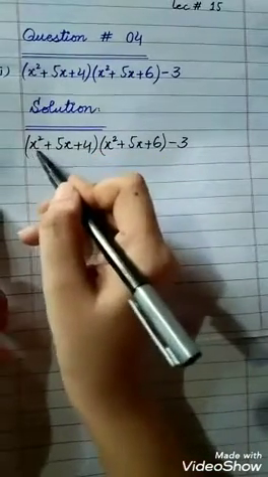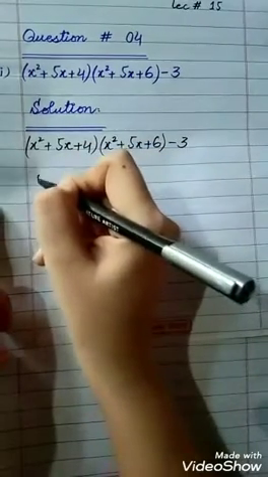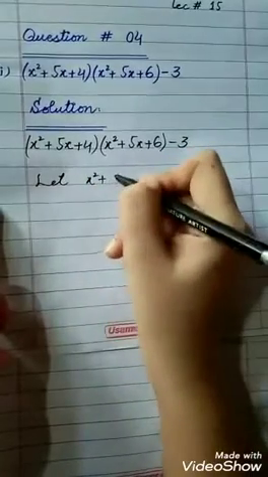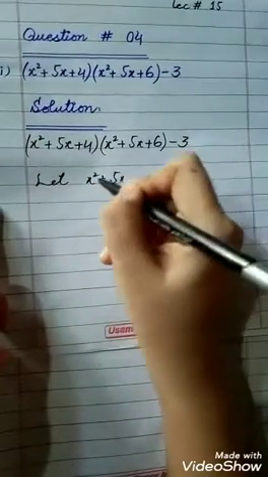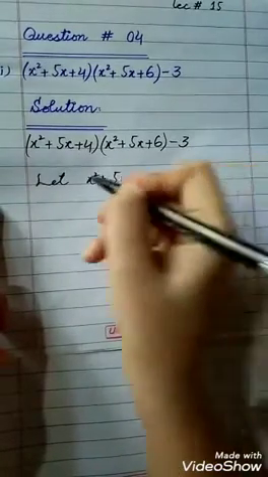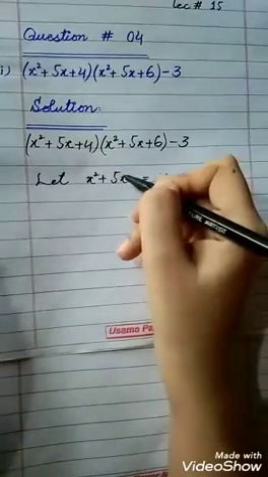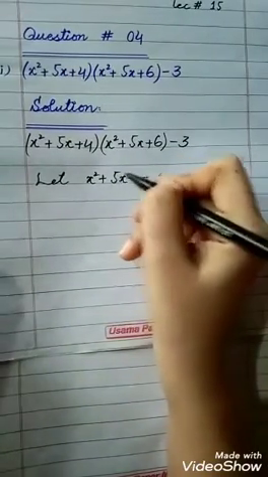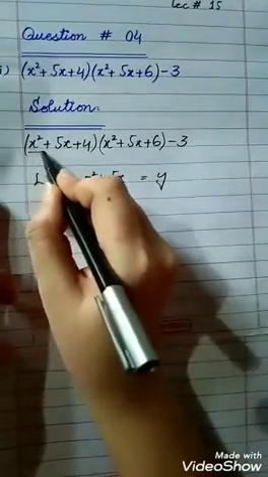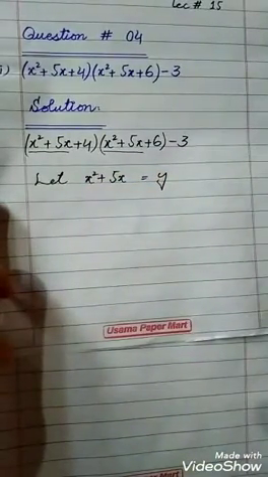Check here x square plus 5x and x square plus 5x. To make it short and simple, we have assumed x square plus 5x equal to y. Any variable you can let, whether y, t, f, s, any, but I have taken just y. So we will place y instead of x square plus 5x here.